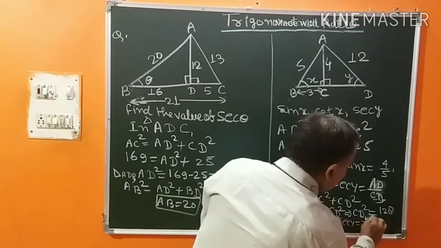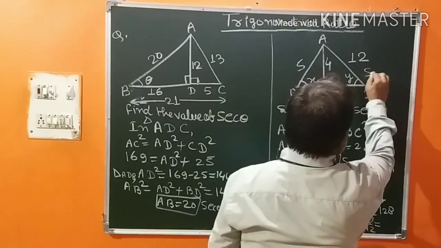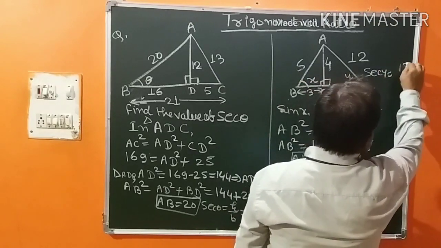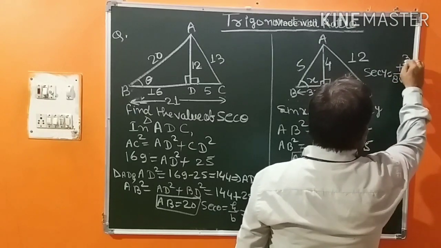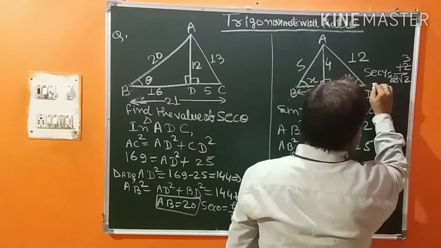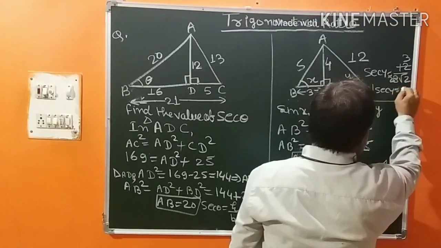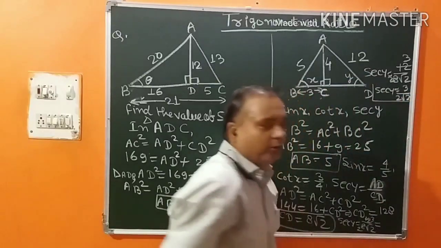If I simplify, 4 3s are 12, 4 2s are 8. So the value of sec y, that is 12 upon 8 root 2. So we can write the value of sec y equal to 3 upon 2 root 2. Now next question.